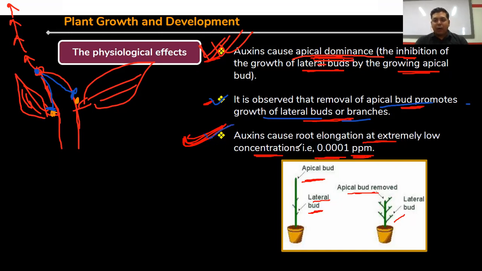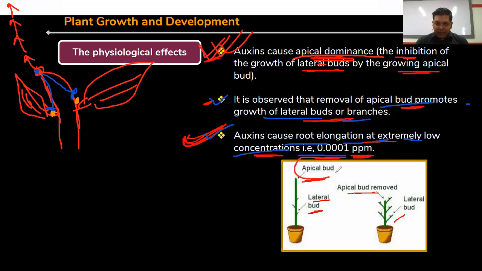Clear? Auxins cause root elongation at an extremely low concentration, that is 0.0001 ppm. Right, auxins are mainly involved in the apical dominance portion, but sometimes they are also involved in root elongation at a very low concentration. Clear? So just see this structure once.